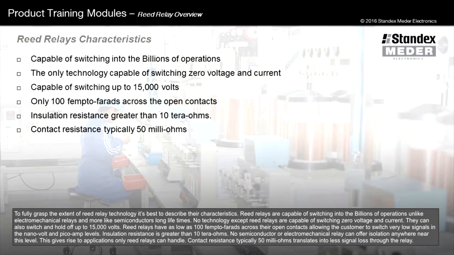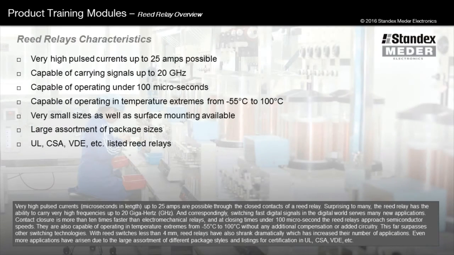Insulation resistance is greater than 10 tera ohms. No semiconductor or electromechanical relay can offer isolation anywhere near this level. This gives rise to applications only reed relays can handle. Contact resistance, typically 50 milliohms, translates into less signal loss through the relay. Very high pulsed currents, up to 25 amps, are possible through the closed contacts of a reed relay.